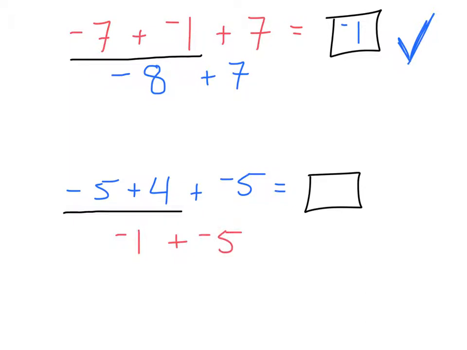So now we have a negative 1 plus a negative 5. And when we do that, remember, both signs are negative, so our answer is going to be negative. So now we have 1 plus 5, that is 6. So our answer is going to be negative 6.